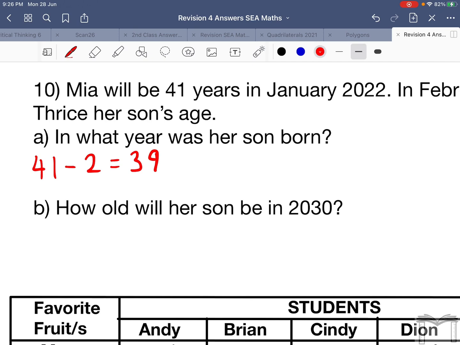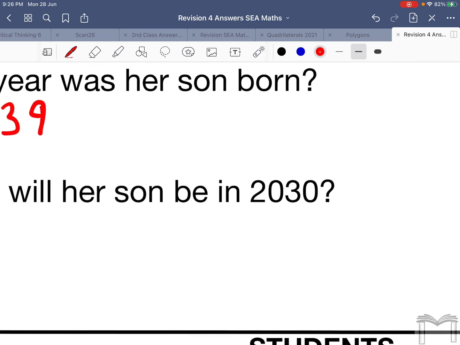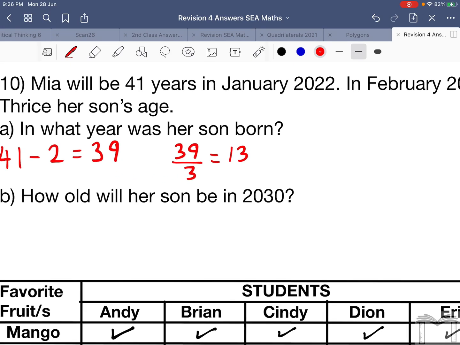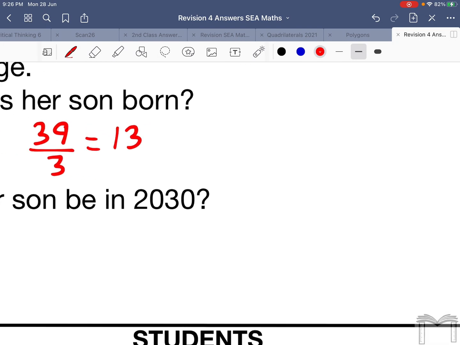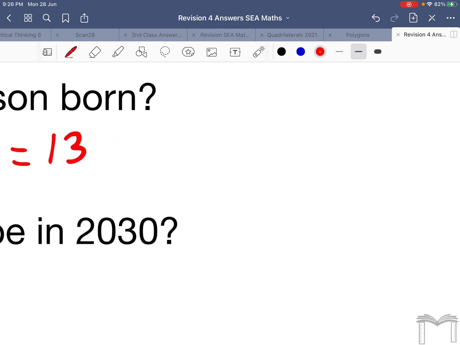And 39 years is 3 times her son's age. So 39 divided by 3 will give us her son's age in 2020. So her son is 13 years old. In what year was her son born? So in 2020, her son was 13. So we simply take away 13 from 2020.